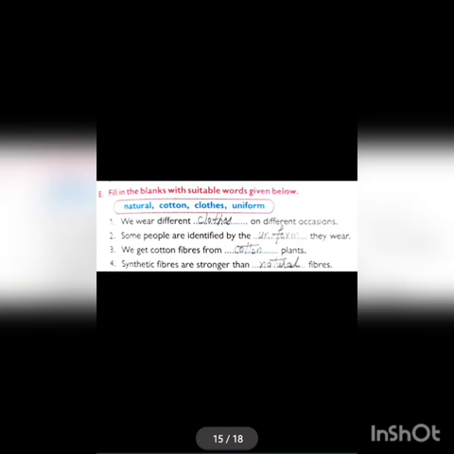Next, tick the right and cross the wrong statements. First one is, we should dry our clothes in a room. Wrong. Silk is obtained from a plant. Wrong. Nylon is a natural fiber. Wrong. We wear dark clothes colored in summer. Wrong. We wear clothes according to the climate. Right.